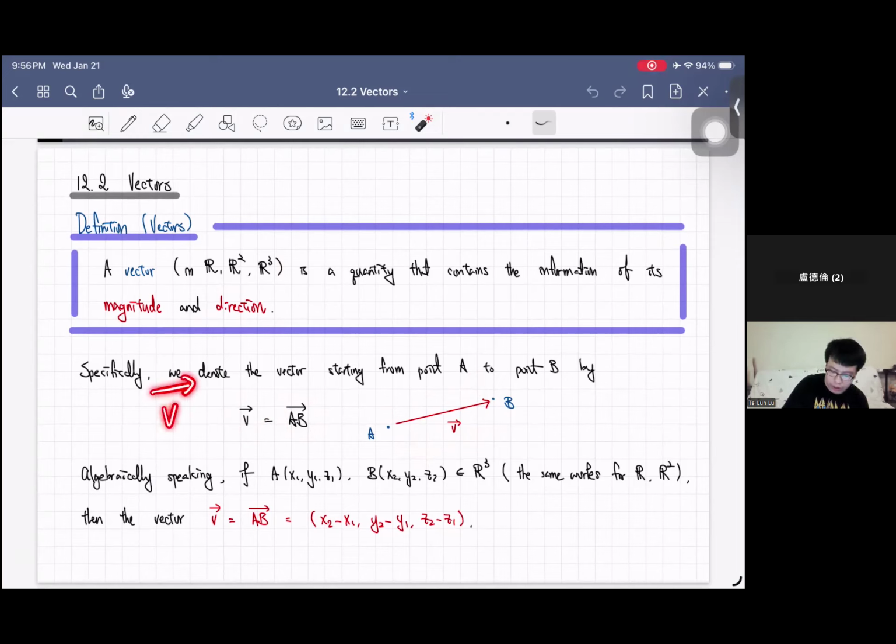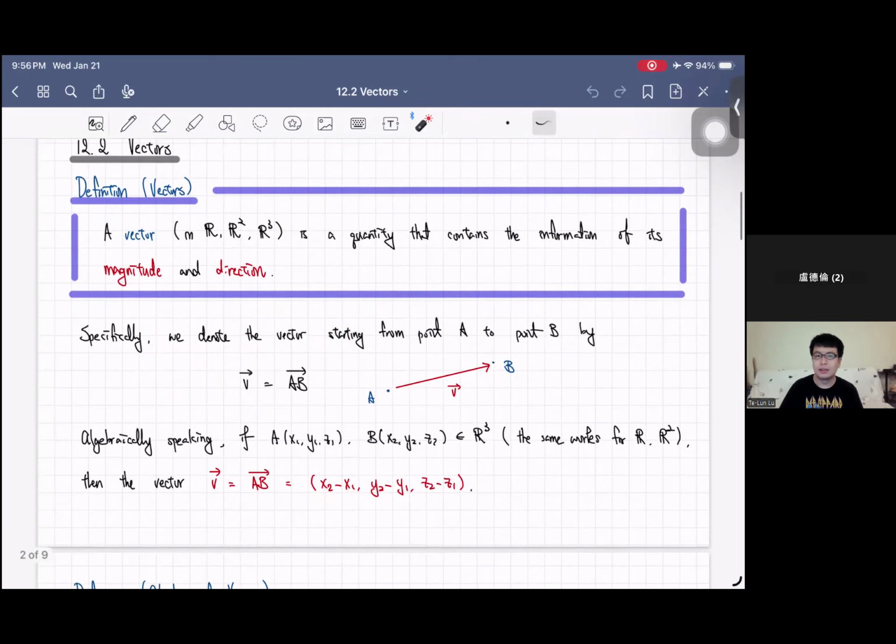Sometimes people write this, which is what I wrote here. Sometimes people write this, and sometimes people use both letters. So it depends on the content. But throughout this lecture, I will try to use this notation. Okay, a letter with an arrow. Okay, so that's what a vector is.